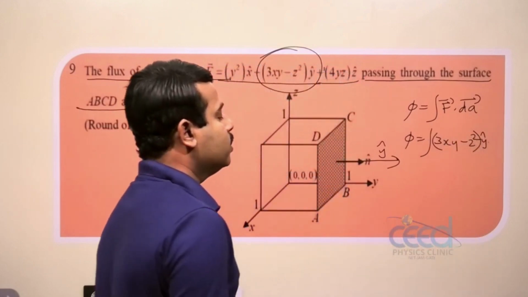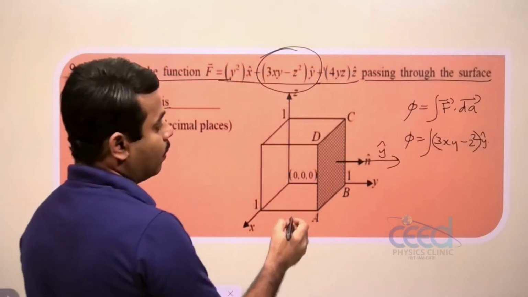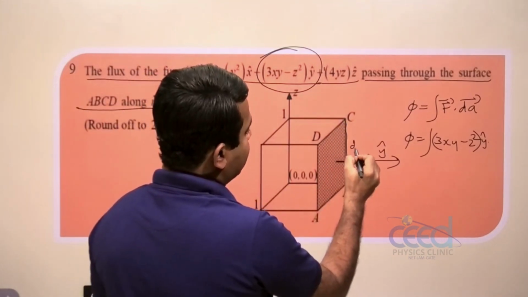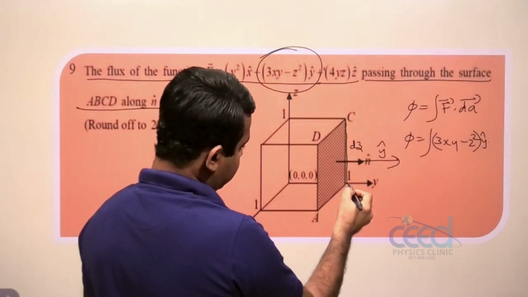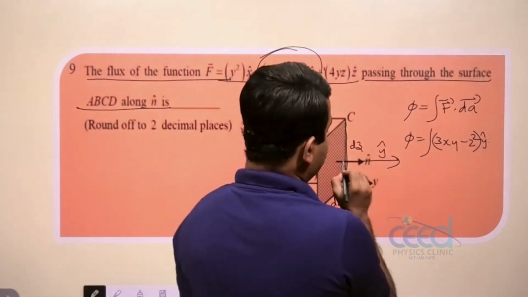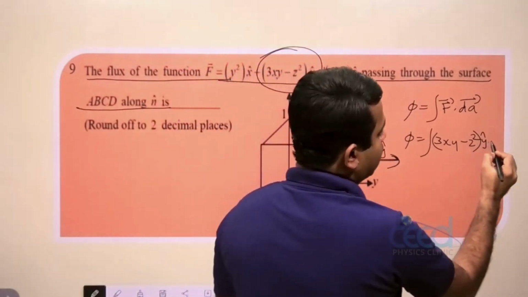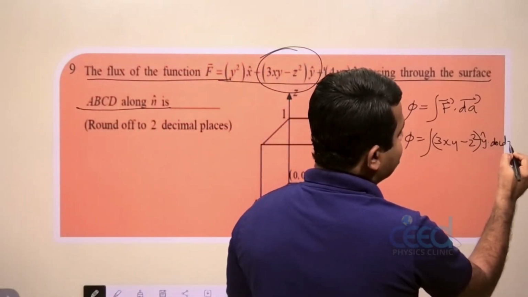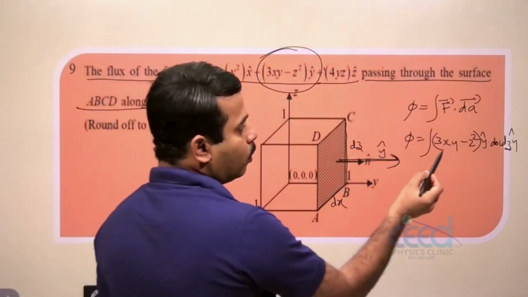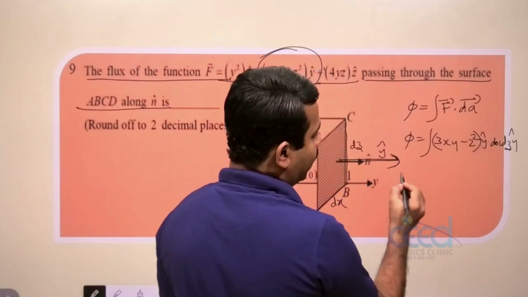What is the area element, ŷ? This area element is very important, right? Because this length is along z, then dz, this length is along x, then dx, so dx dz. Direction of area is ŷ, so dx dz ŷ. Alright. Now dot product ŷ dot ŷ is 1.